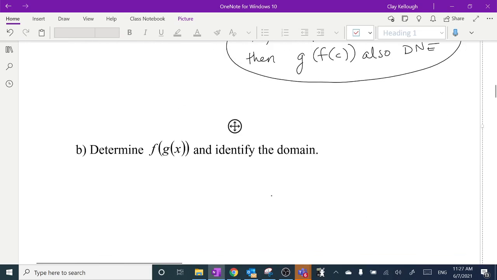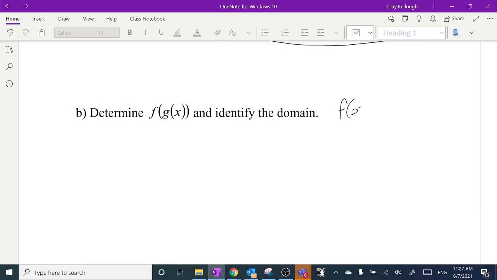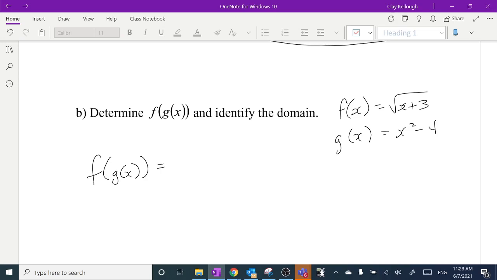What were they again? So f of x, you don't have to write this down, you can just look up, and I can't. f of x is the square root of x plus 3. g of x is x squared minus 4. So I'm putting this thing into that x. So f of g of x is the square root, and instead of x, I put in x squared minus 4. Okay, that bracket inside there doesn't mean anything. So this is the square root of x squared minus 4. Can I simplify that anymore? No, that's as simple as I can make it.